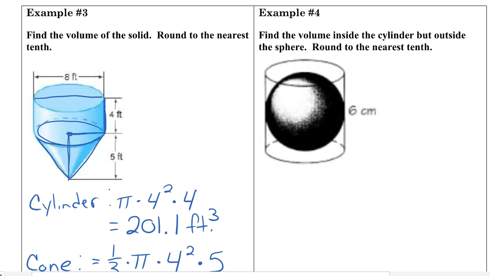Alright, example 4, find the volume inside a cylinder but outside the sphere. Okay, so this makes me think, if you've ever purchased tennis balls, they're in that cylinder tube, but then you have the spherical balls inside, but there's obviously air around those. So this is that space that is around the tennis ball. So the two shapes that I see are a cylinder, which is the outside package, and then we have the sphere on the inside.